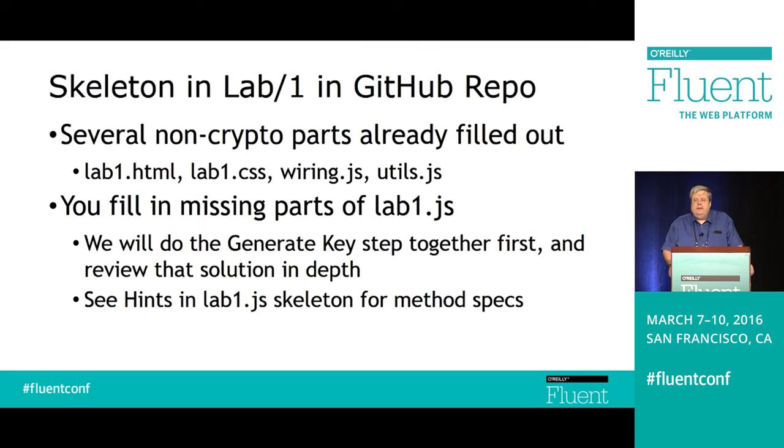So the skeleton is in lab/1. The non-crypto parts are already filled out. You'll fill in the missing parts of lab1.js. And for this lab only, we're going to actually do one of the 3 things you need to do together first. Then we'll take a break. You can all work on the other 2 parts independently.